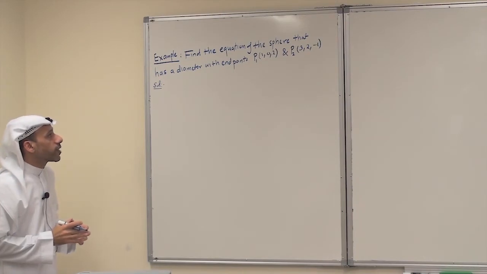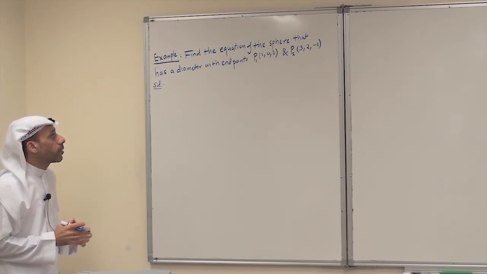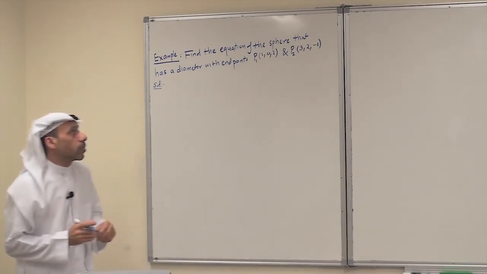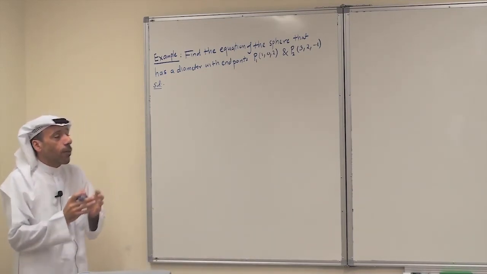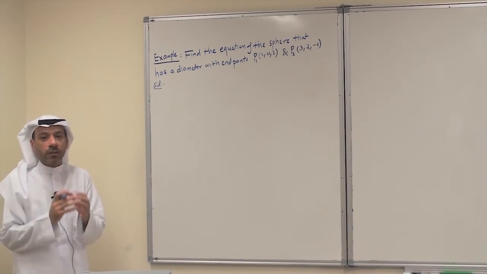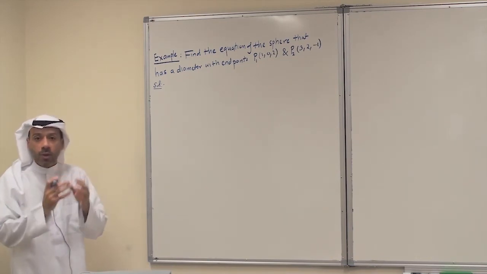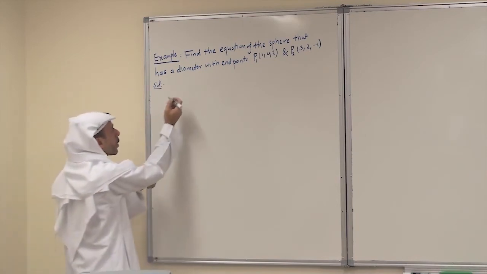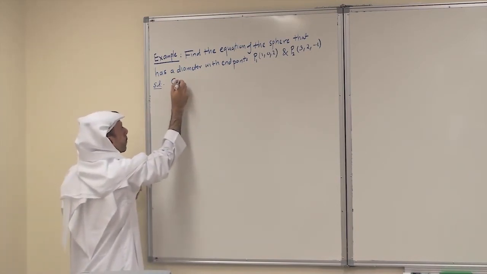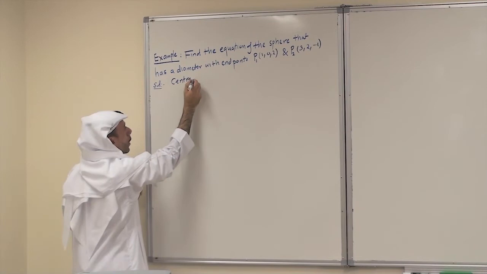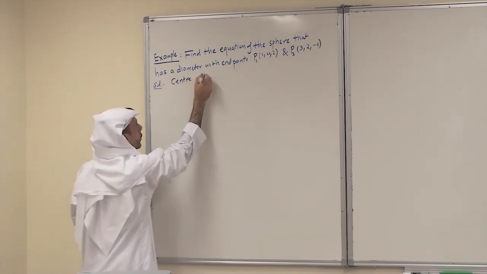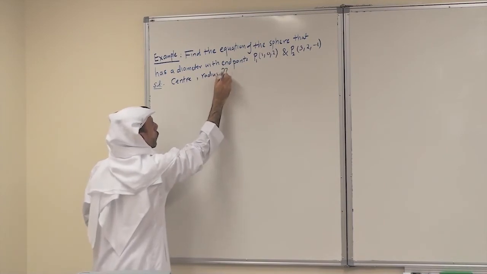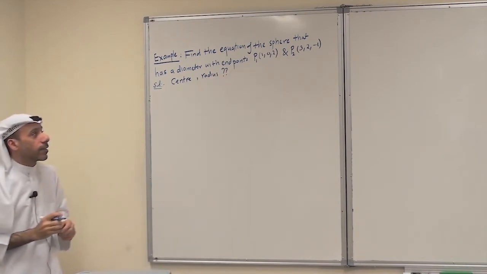Find the equation of the sphere that has a diameter with endpoints P1 and P2. So what is required is to find the equation of a sphere. And for the equation of a sphere, we need two things, the center and the radius. This is what is required to find the equation of a sphere.